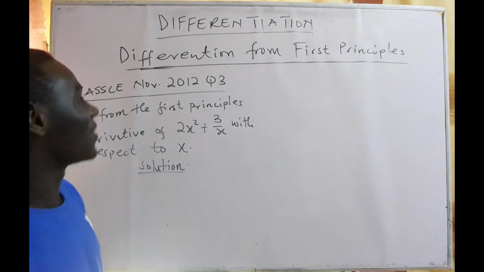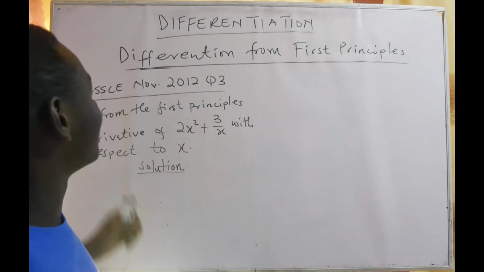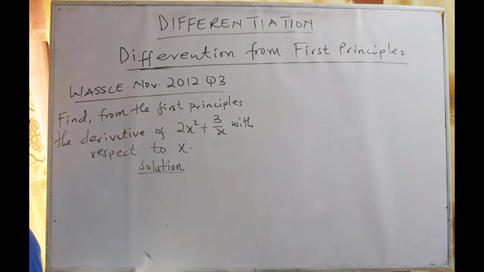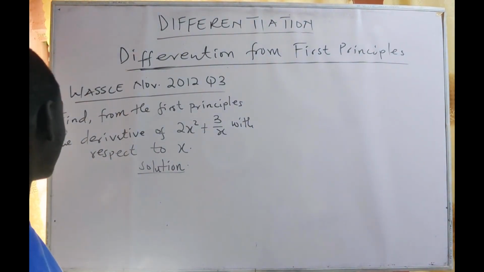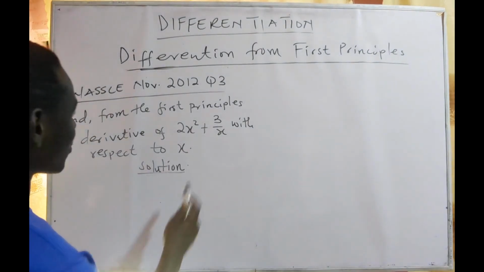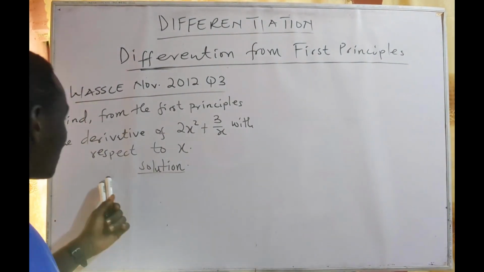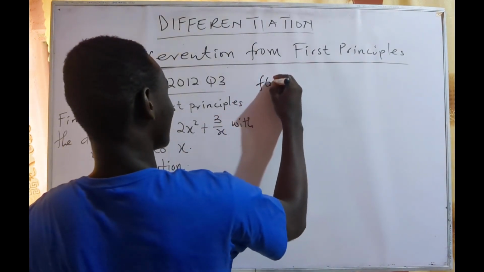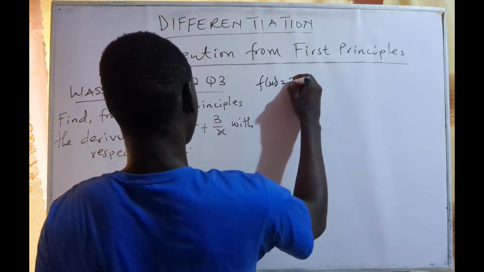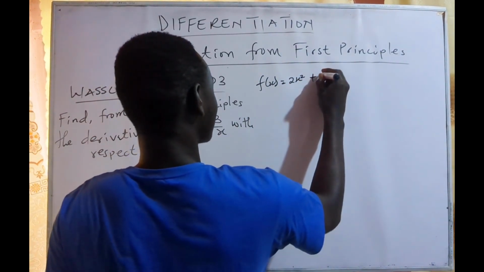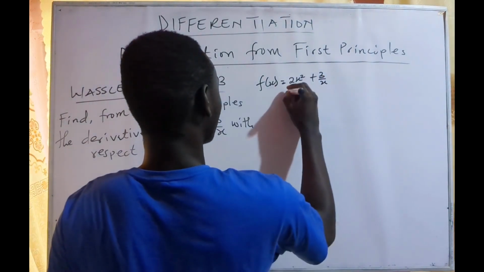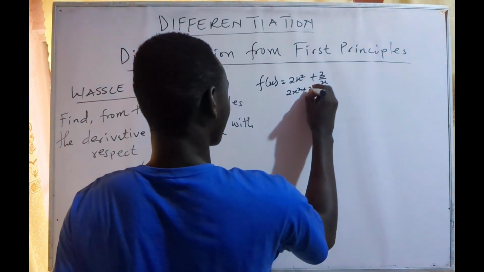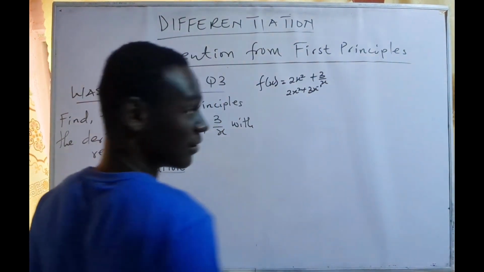Let's consider this question from differentiation from the first principle. There is a question from WASSCE November 2012. That's question 3. It says, find from the first principles the derivative of 2x squared plus 3 over x with respect to x. So here we can say our f of x is equal to 2x squared plus 3 on x, or 2x squared plus 3x raised to the power -1 from indices.